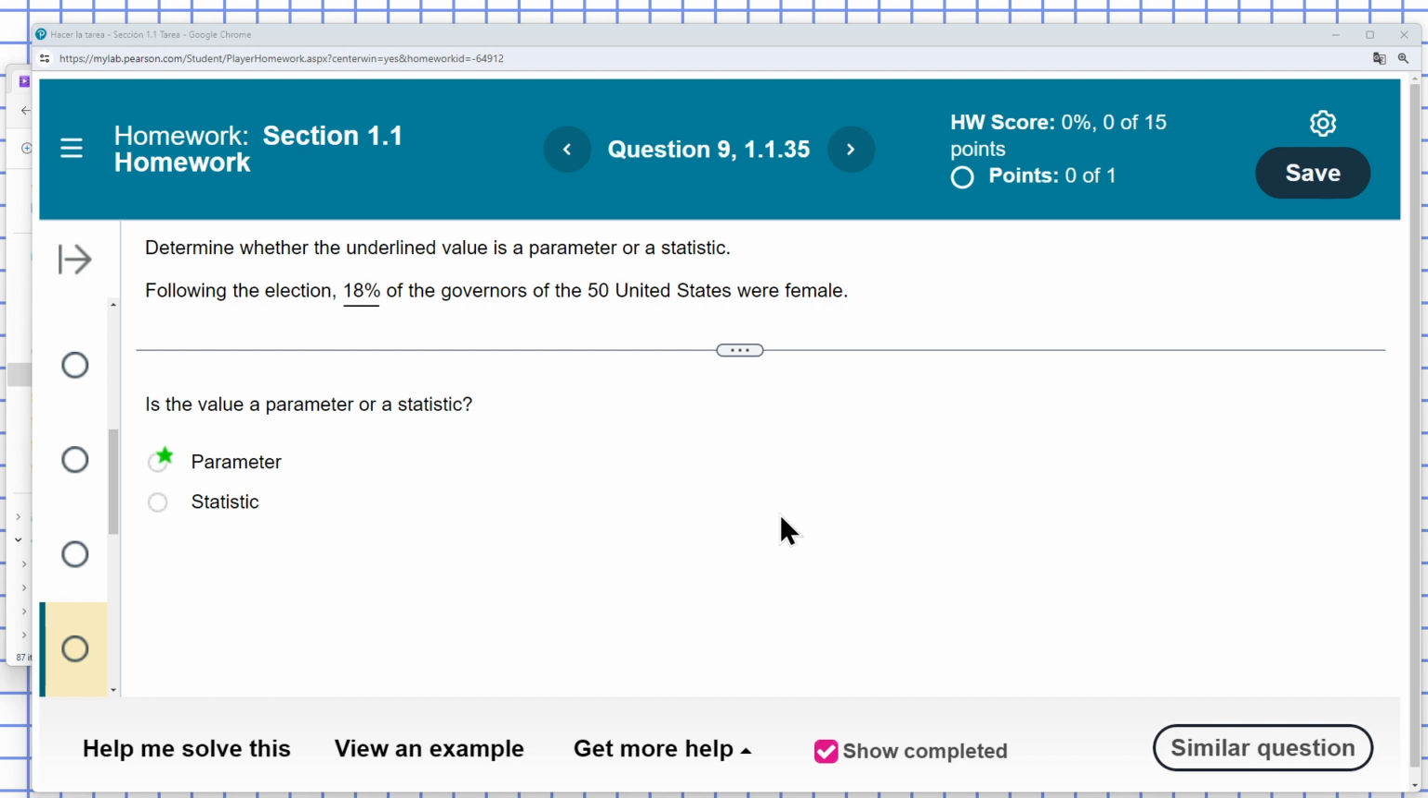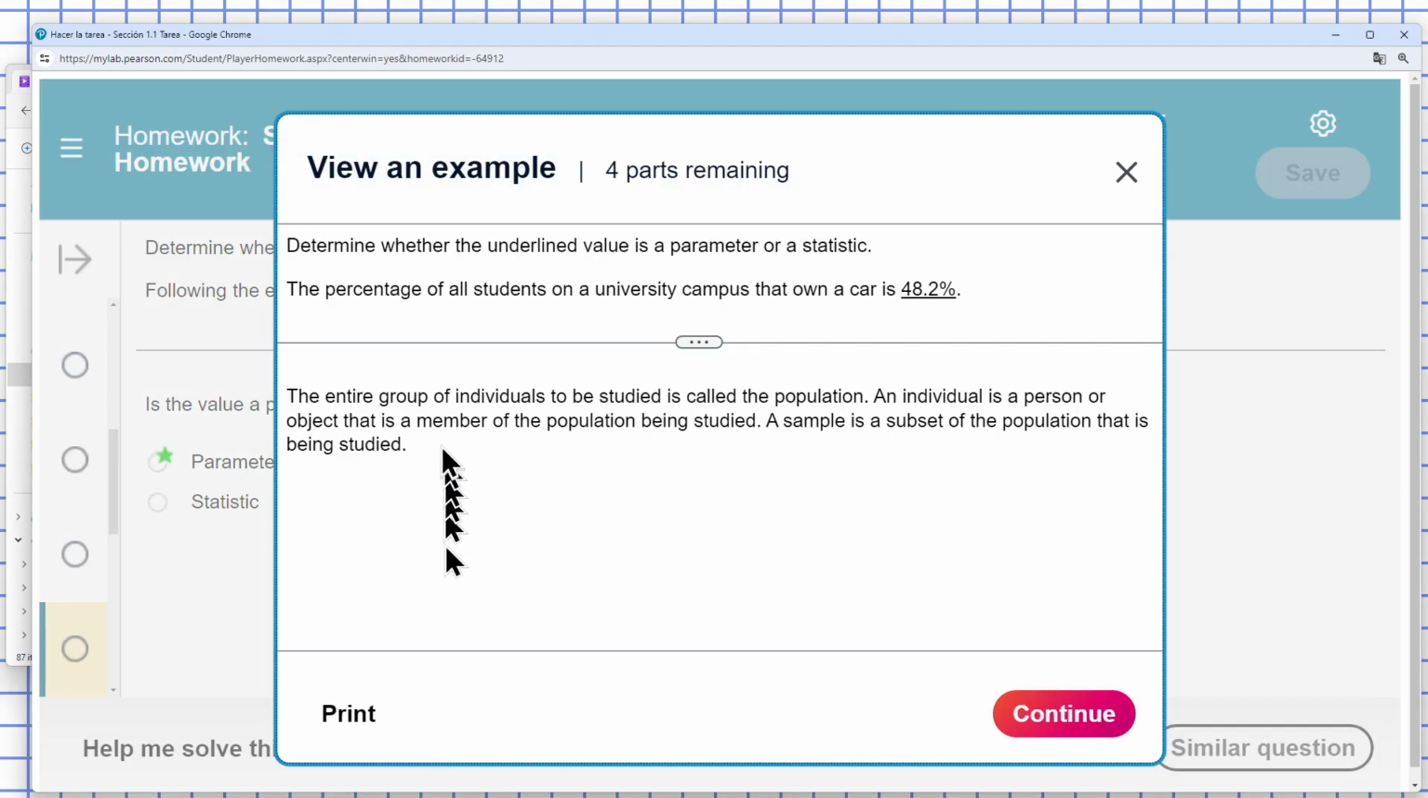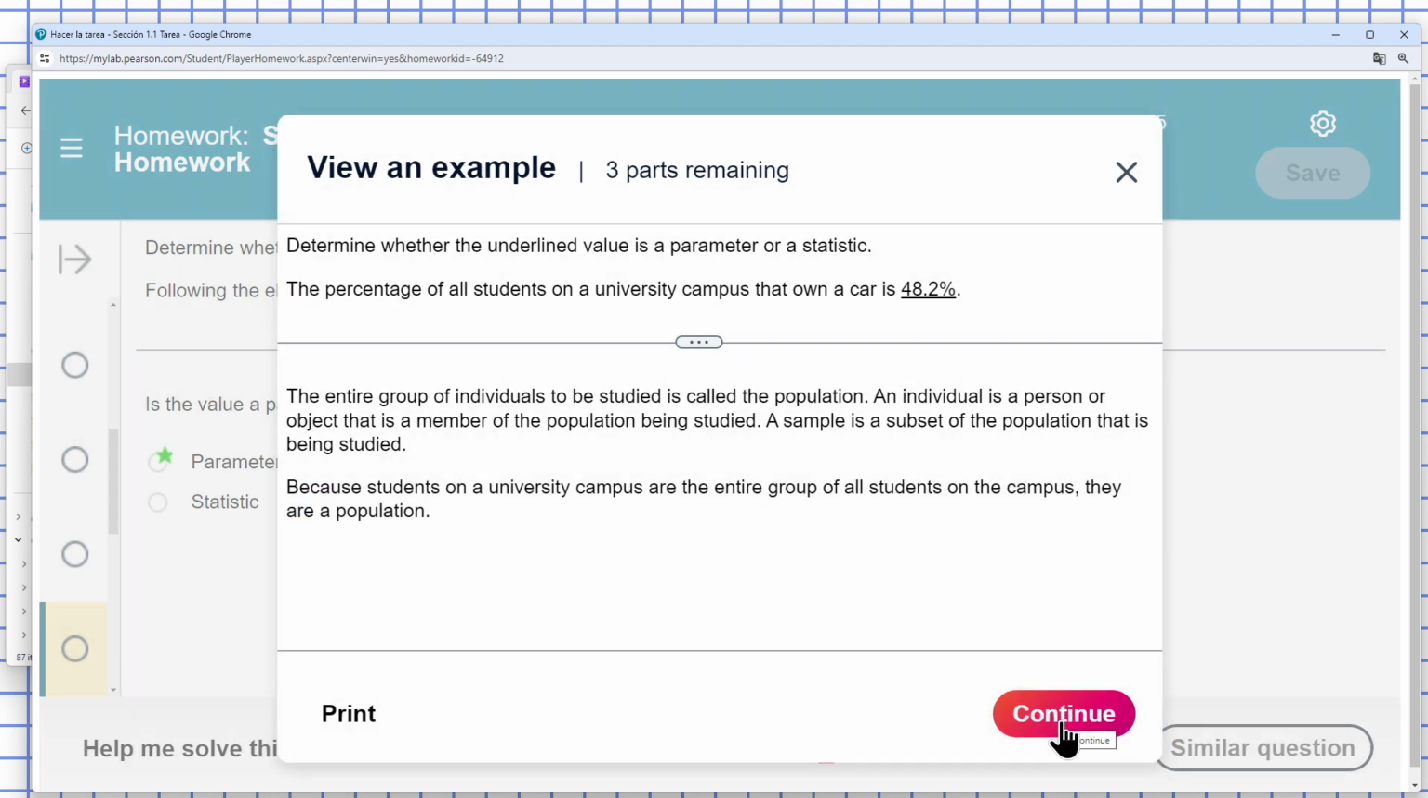Is the value a parameter or statistic? This is a parameter. In this case here, they have one we can look at. For this one here, the entire group of individuals to be studied is called a population. Because the students on the university campus are the entire group of students on the campus, they are a population.